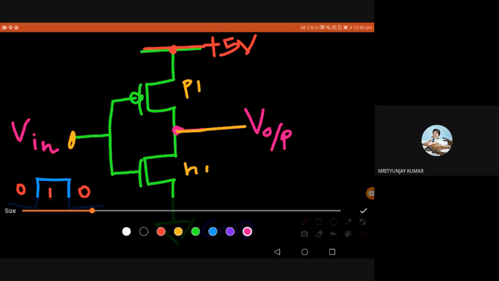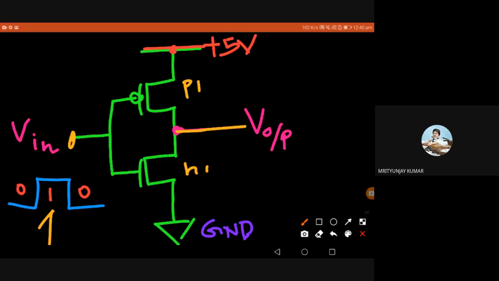Now we'll take the condition when input is high. When input is high, both of the transistors are getting high voltage. PMOS is getting high voltage, NMOS is getting high voltage, because input is high voltage or high pulse. We know PMOS with input high means PMOS is disconnected. What about NMOS? When input is given high, NMOS is on. That means it just switches on, so the ground is directly connected to Vout. So Vout becomes ground, which means Vout becomes zero.